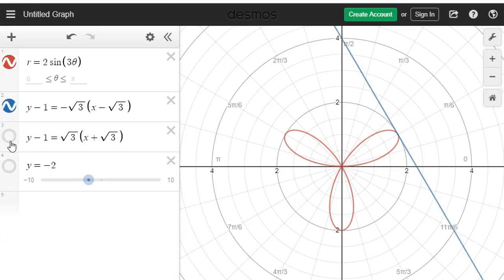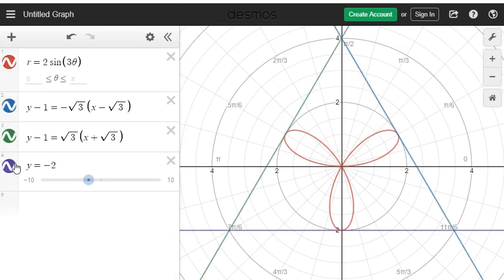So just showing you on Desmos that that's actually what happens, and we get a cool picture with a triangle and the petals.